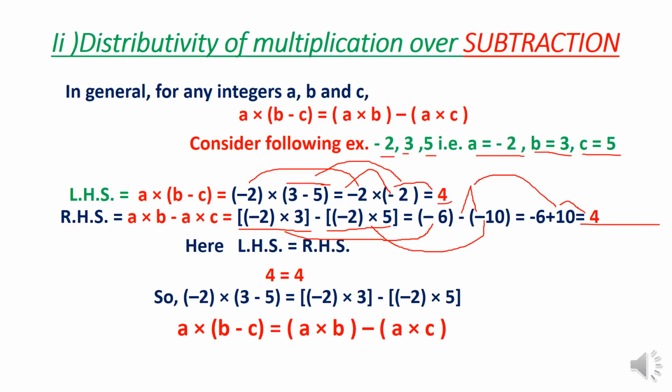So we can write minus 2 multiplied by (3 minus 5) is equal to minus 2 multiplied by 3 minus minus 2 multiplied by 5. So in general we can write A multiplied by (B minus C) equals A multiplied by B minus A multiplied by C. That means the outside number has to be multiplied with each term inside the bracket.